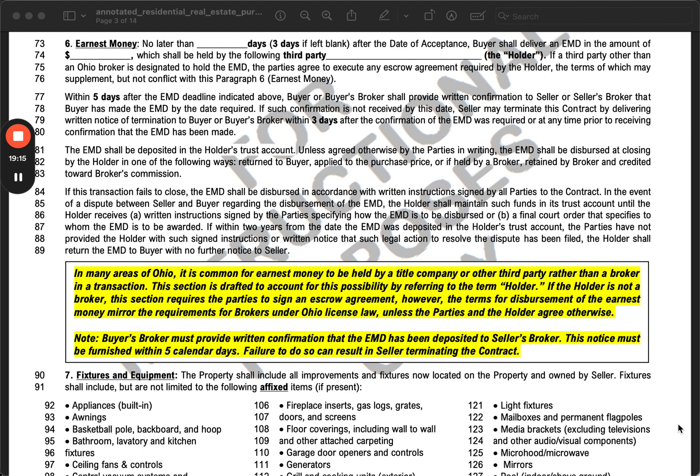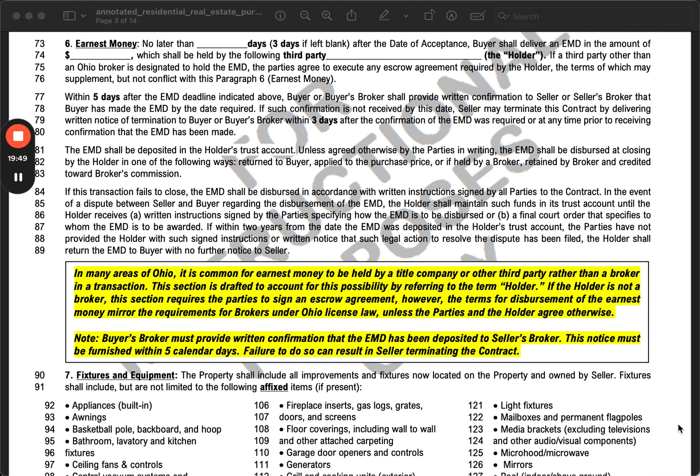Line 81, the EMD shall be deposited in the holder's trust account. Unless agreed otherwise by parties in writing, the EMD shall be disbursed at closing by the holder in one of the following ways: returned to the buyer, applied to the purchase price, or if held by a broker, retained by the broker, and credited toward the broker's commission. Line 84, if this transaction fails to close, the EMD shall be disbursed in accordance with the written instructions signed by all parties to the contract.